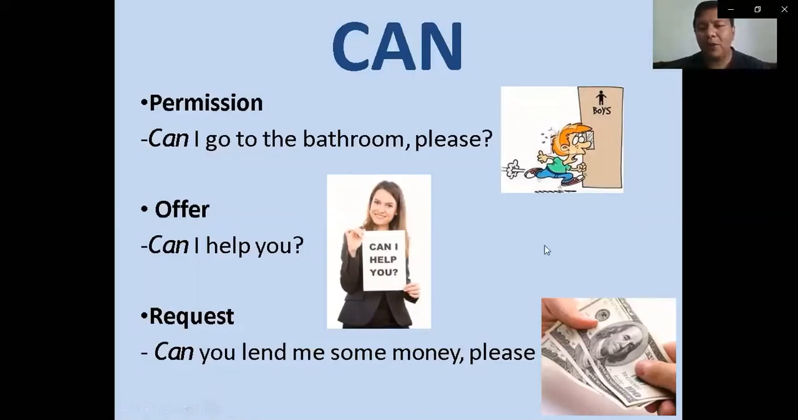Request. Can you lend me some money, please? Request. So when we request something, cuando pedimos algo a alguien, ¿sí? En este caso estamos pidiendo algo, no pidiendo permiso, sino que estamos pidiendo algo que se nos dé. Can you lend me some money, please? ¿Puedes prestarme algo de dinero? Can you lend me your book? I forgot mine. ¿Puedes prestarme el tuyo? That is a request, students. In this case, we are going to use can.